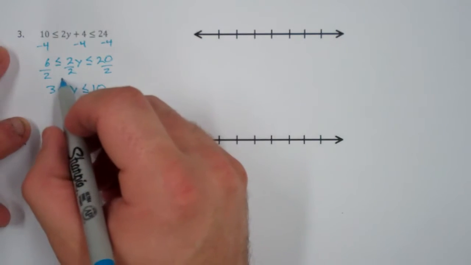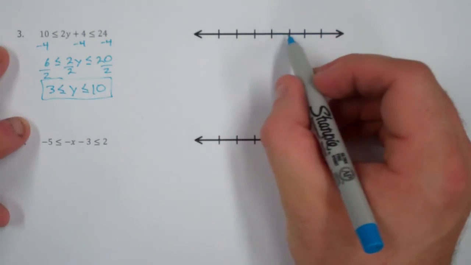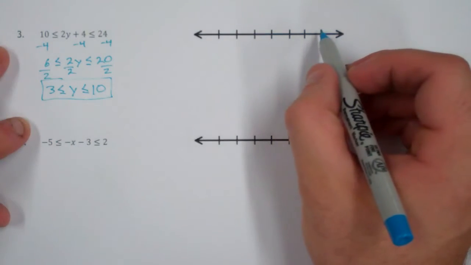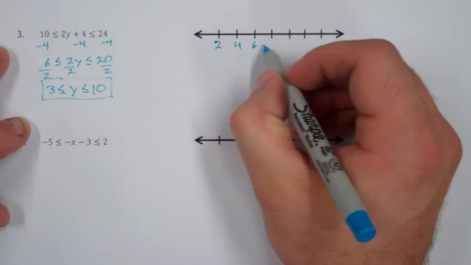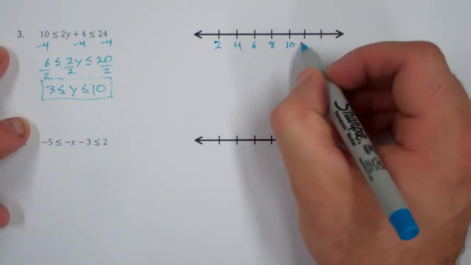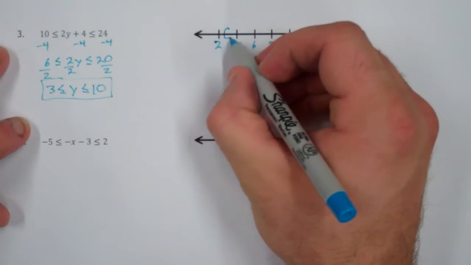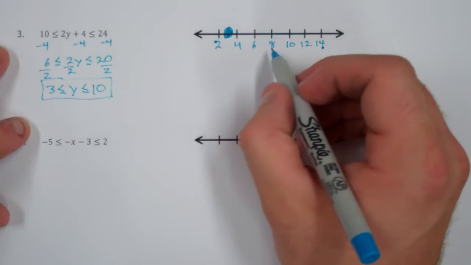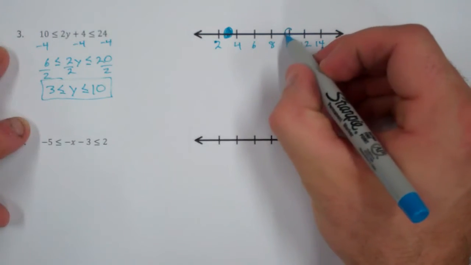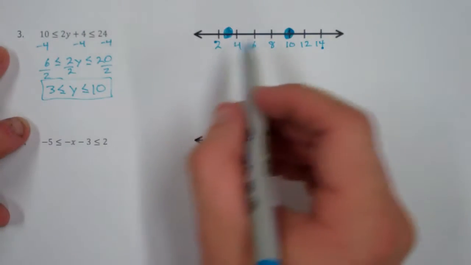If we graph this on the number line, see 3, 4, 5, 6, 7, 8, 9. So that won't be enough. We'll have to go 2, 4, 6, 8, 10, 12, 14, something like that. 3 is right here. There's an equal to symbol next to it. 10 is over here. And then we'll shade in the middle.